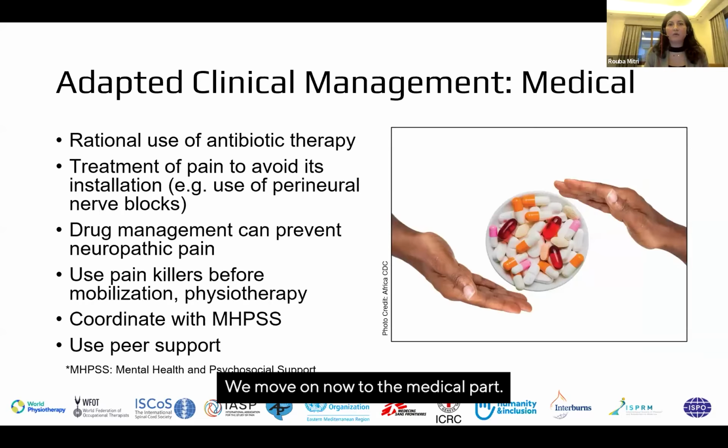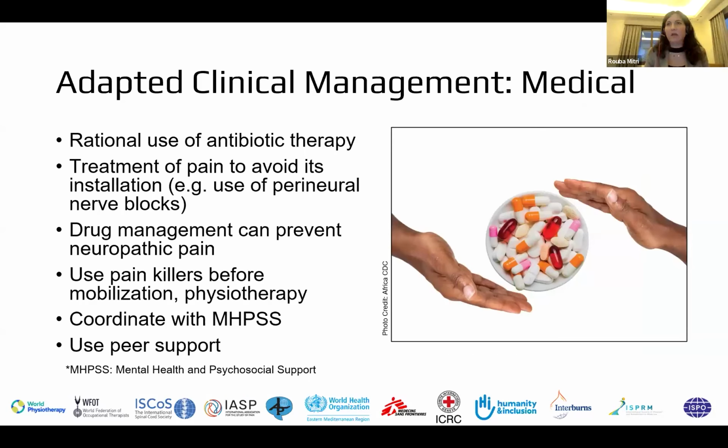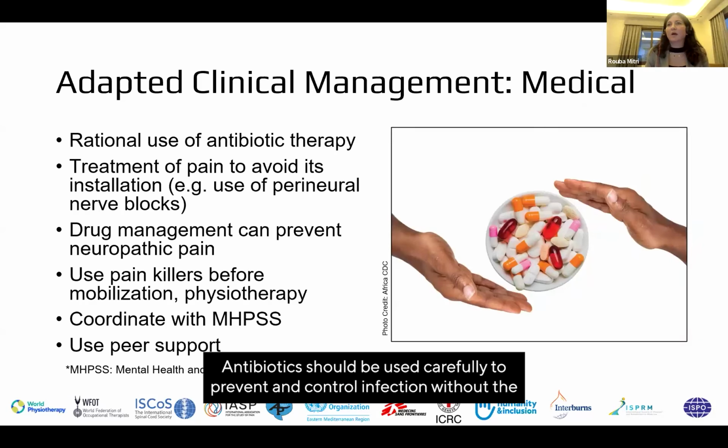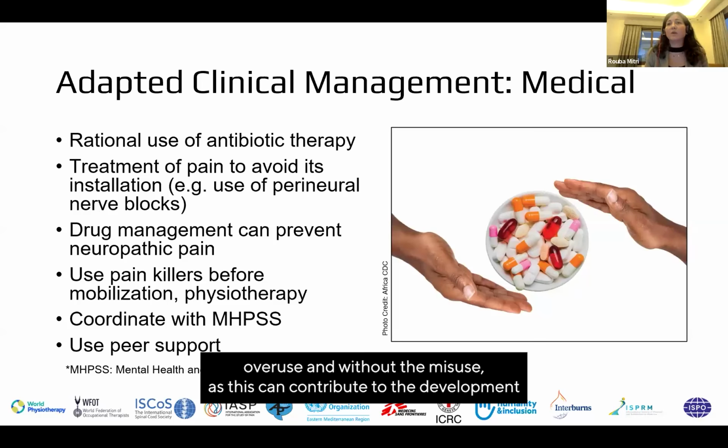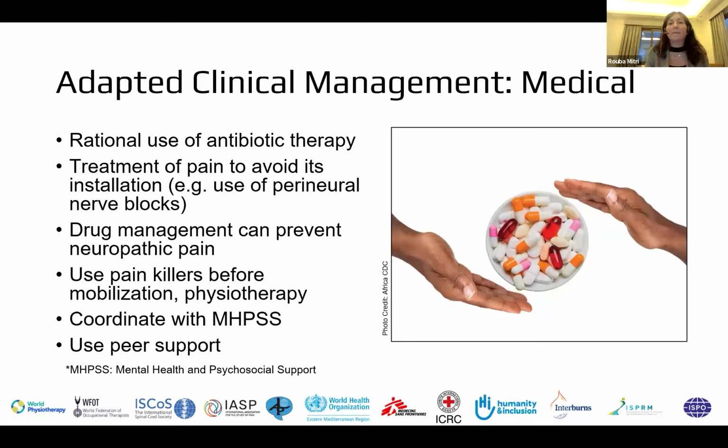We move on now to the medical part. Another key aspect is the rational use of antibiotics, especially in conflict settings where the risk of infection is high. Antibiotics should be used carefully to prevent and control infection without overuse and without misuse, as this can contribute to the development of multi-drug resistant bacteria, for example.